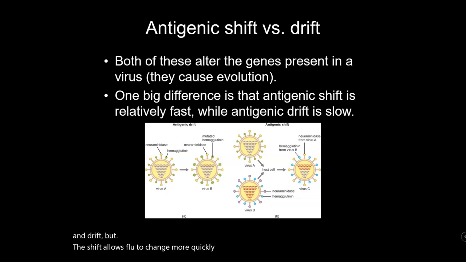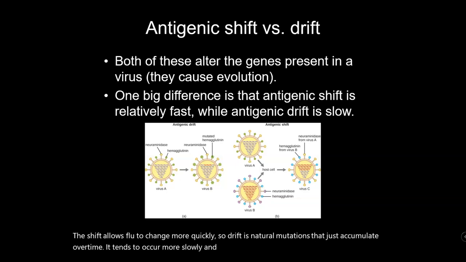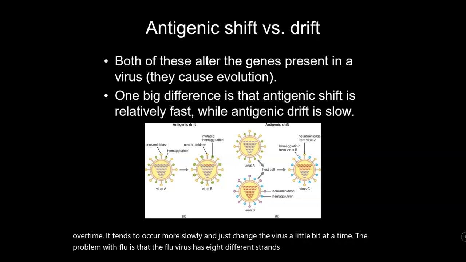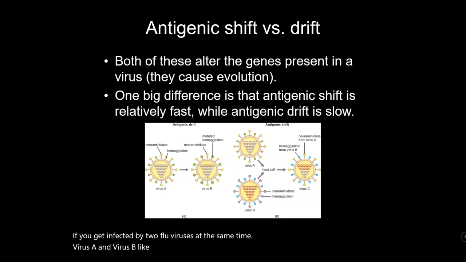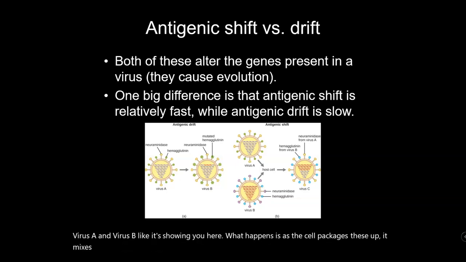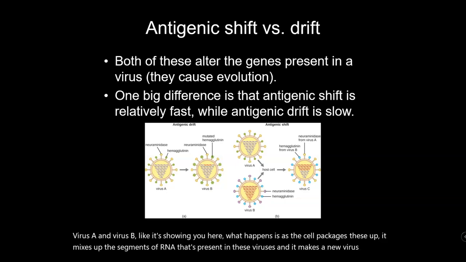So drift is natural mutations that just accumulate over time. It tends to occur more slowly and just change the virus a little bit at a time. The problem with flu is that the flu virus has 8 different strands of RNA present within the capsid. If you get infected by 2 flu viruses at the same time, virus A and virus B, like it's showing you here, what happens is as the cell packages these up, it mixes up the segments of RNA that are present in these viruses, and it makes a new virus that didn't exist before.